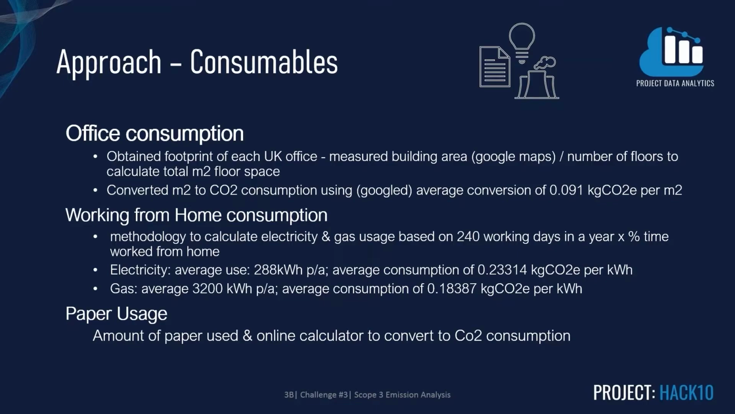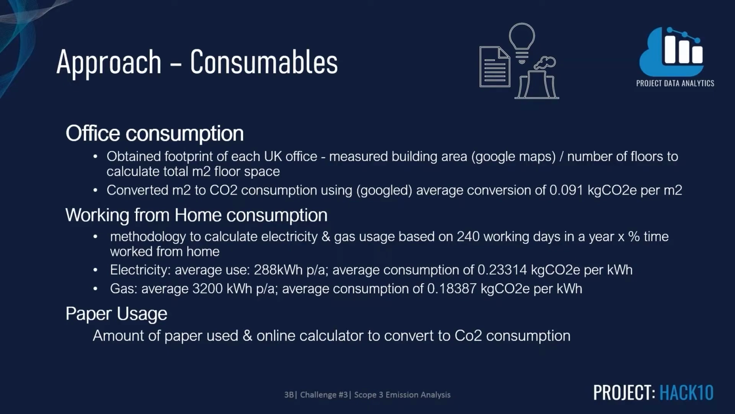Approach for the consumable data, we had to convert it into something we could use. So transform the information into a carbon dioxide consumption. So for the office consumption, that is how much carbon emissions are generated by each office in the UK. We did this by measuring the footprint of the building using Google Maps, looked at the number of floors in the building to calculate a total metre squared floor space, and then converted this using a conversion factor to give us the kilograms of carbon dioxide.